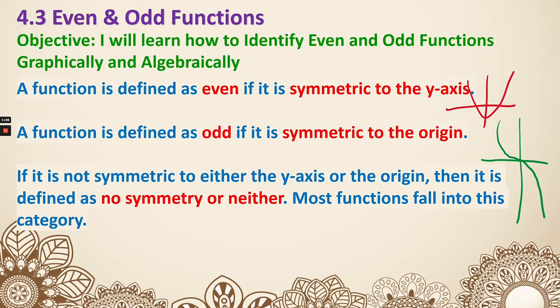If it's not symmetric to the y-axis or the origin, then it's defined as no symmetry, or we just say it's neither. And most of the functions we see actually fall into this category. So let's see some examples.